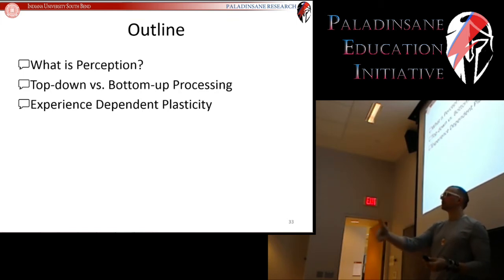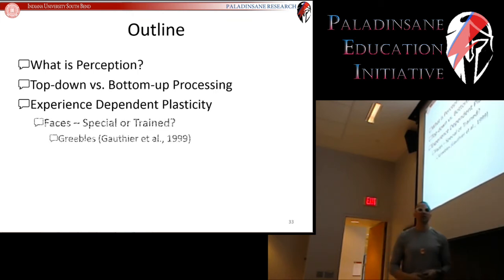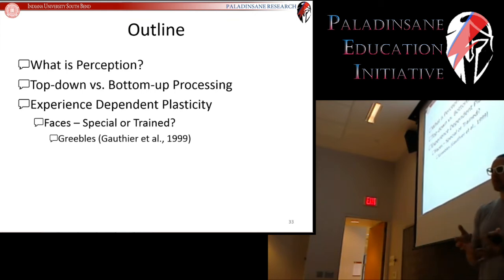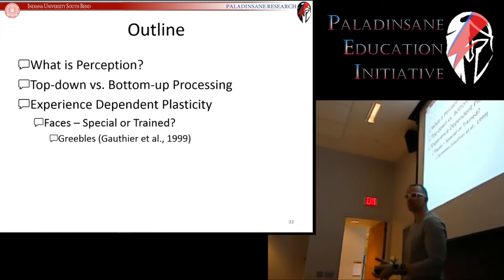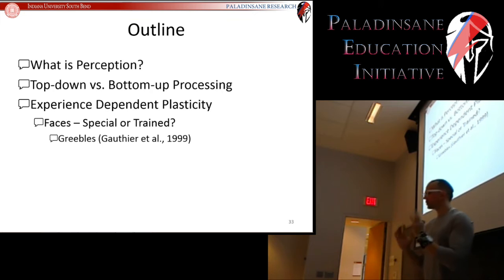Whenever you look at something, you are different for having looked at it, and part of that has to do with experience-dependent plasticity, and we'll see a very interesting study that took a look at whether faces, this very important visual stimulus, have a special processing mechanism that is dedicated to faces, or is it a general processing mechanism that is mostly dedicated for faces just because we look at so many faces and they're so very important. And we'll take a look at the very famous Greebles study by Gauthier et al.